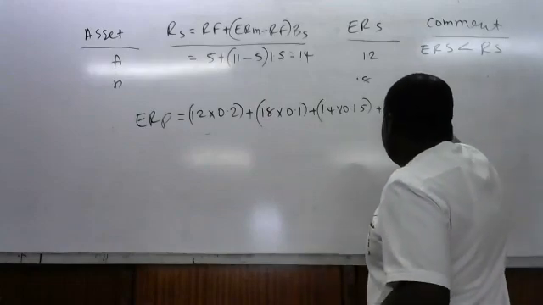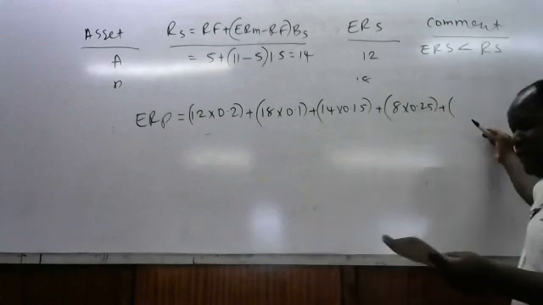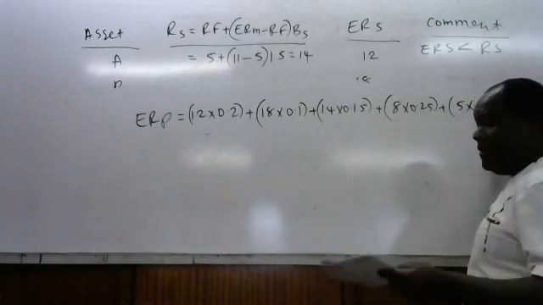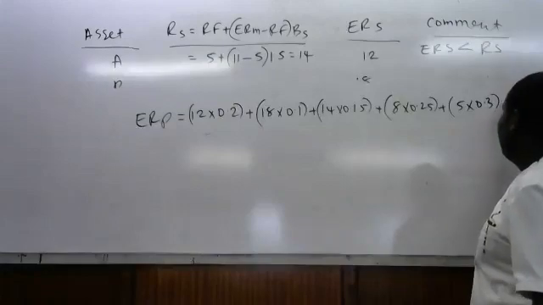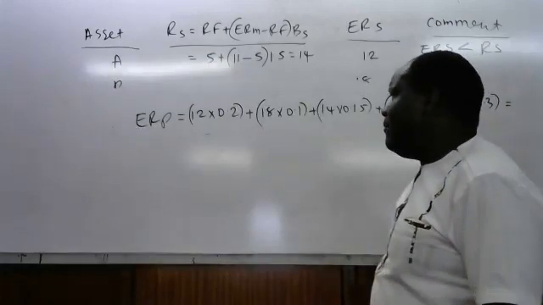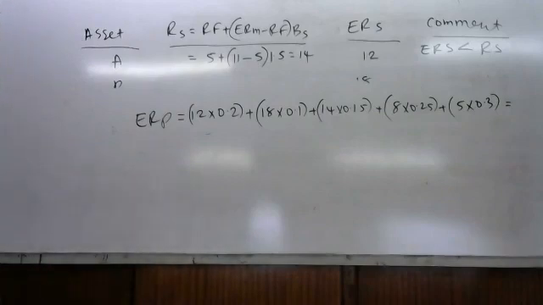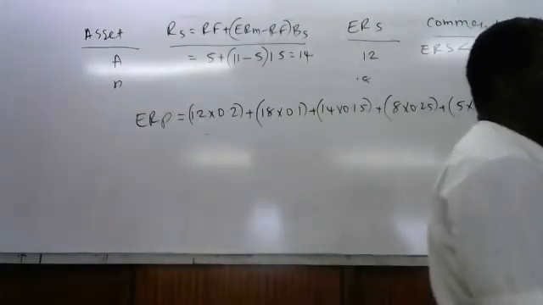So 8 multiplied by 0.25, like that. Then the last one is the risk-free asset, which is 5. The probability of it occurring is 30%, which is the same as 0.3. So that now will be able to give you the expected return of the portfolio.